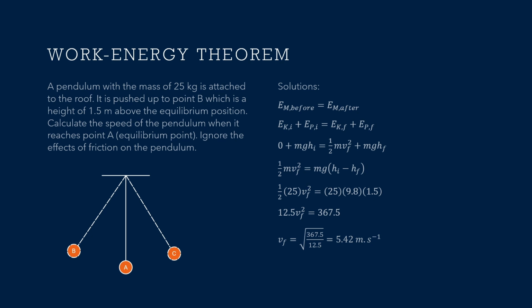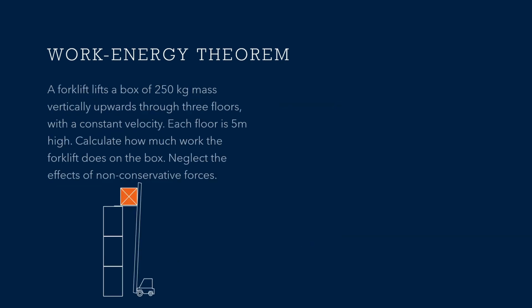Let's move on to the next example, which is again a work energy theorem example. It states a forklift lifts a box of 250 kilograms mass vertically upwards through 3 floors with a constant velocity. Each floor is 5 meters high. Calculate how much work the forklift does on the box. Neglect the effects of non-conservative forces. Let's take a look at the solutions.